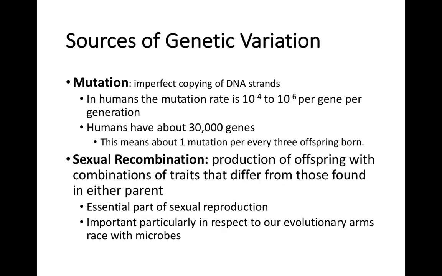We also have to talk about sources of genetic variation. Everybody harps on mutation. Yes, mutation is important. Mutation arises by the imperfect copying of DNA strands. In humans, our mutation rate is 10 to the minus 4 to 10 to the minus 6 per gene per generation. We've got about 30,000 genes. That means we get about one mutation per every 3 offspring born.